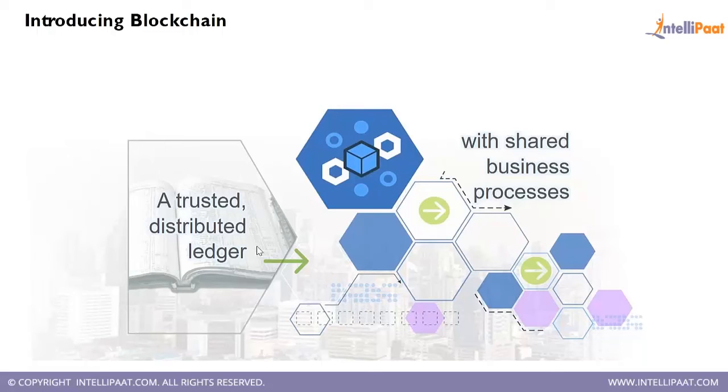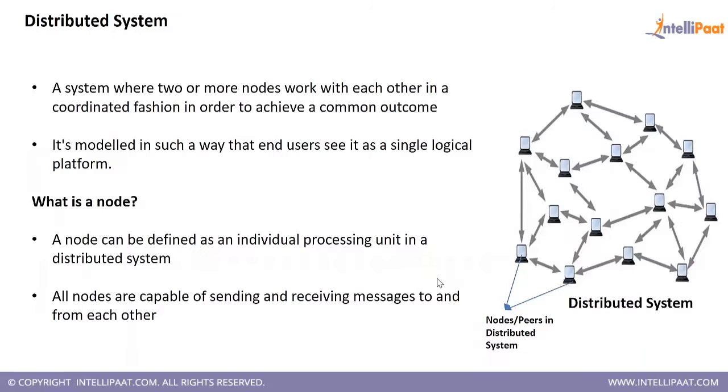With shared business processes, a trusted distributed ledger, because both parties have the same view of the ledger and there's trust between the participants on the network, since there's transparency on the transactions happening on the network. So what is a distributed system?